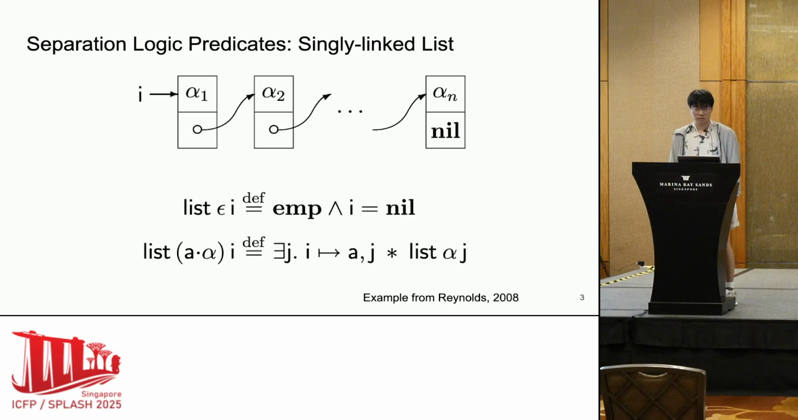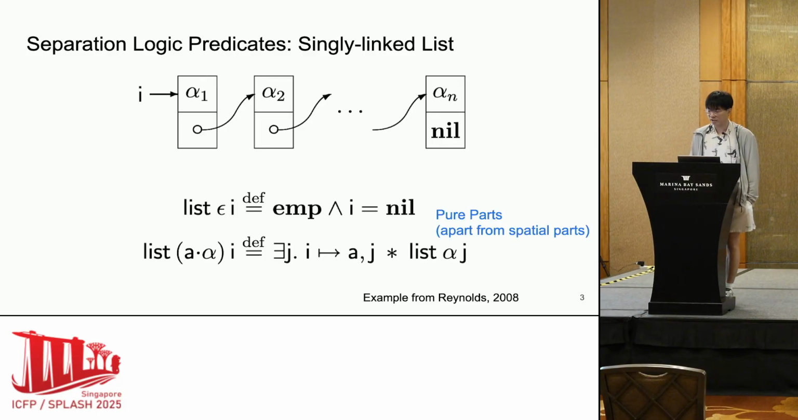A very useful feature in separation logic is predicates. When you want to reason about a data structure, you need to use a predicate to express it. Here's an example of a singly linked list. The base case is that the list is empty. The inductive case is that we have a pointer j such that i points to the value a and j, and separating conjunctive is another recursive occurrence of the list. Other than the spatial part expressing the heap, we have the pure parts, the blue ones, to describe some data payload.